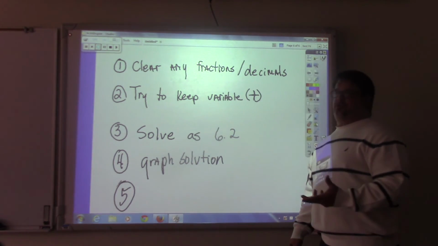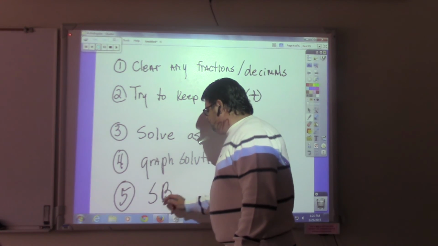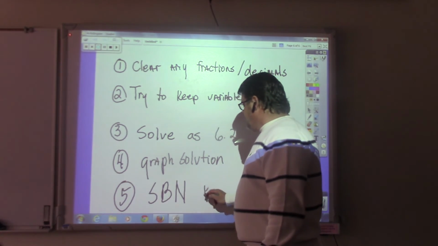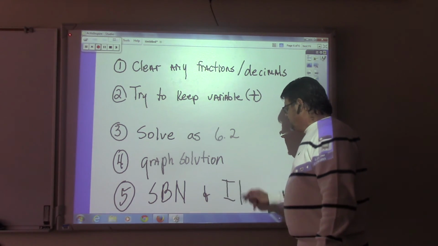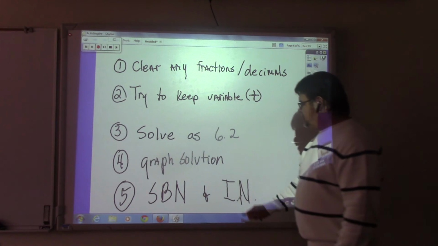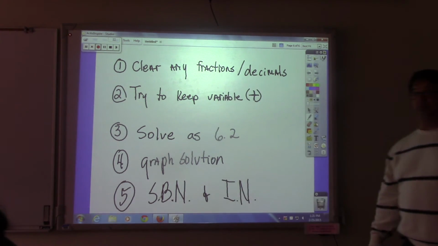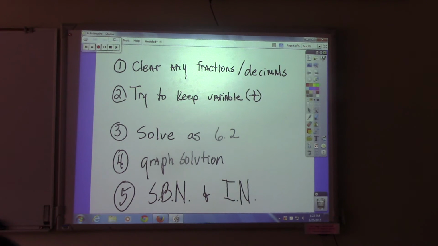And once you graph your solution, put it in set builder notation and interval notation. And the reason you need to put it in both is so you can be used to both. I prefer interval notation, but that's just me.